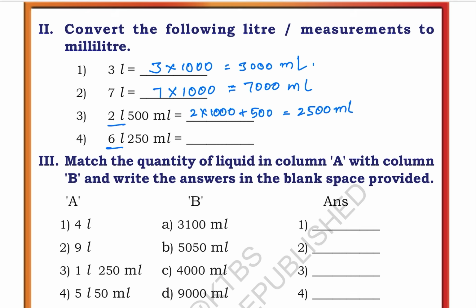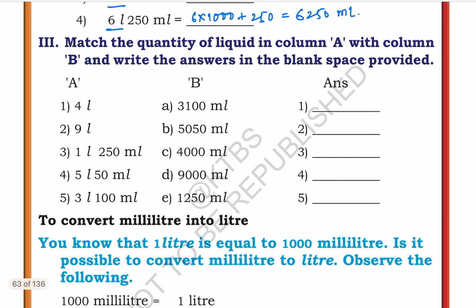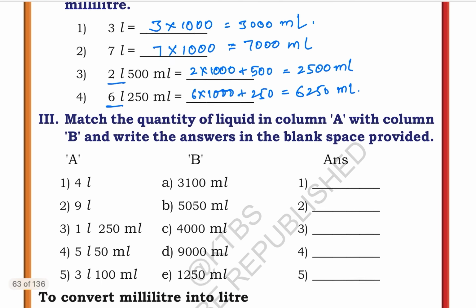6 liter and 250 ml. We have to convert only 6 liter because 250 is already in milliliter. 6 into 1000 plus 250 is equal to 6250 milliliter. Hope you got this.